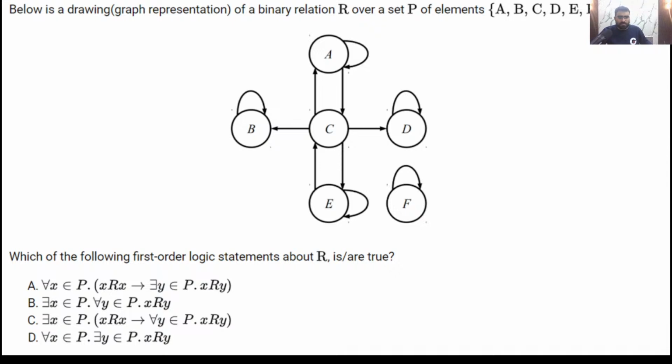Now let's solve this question. This is another beautiful question. Particularly option C is very good. Okay, let's solve this question.